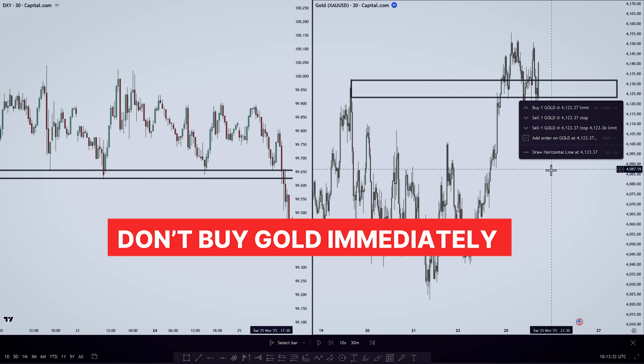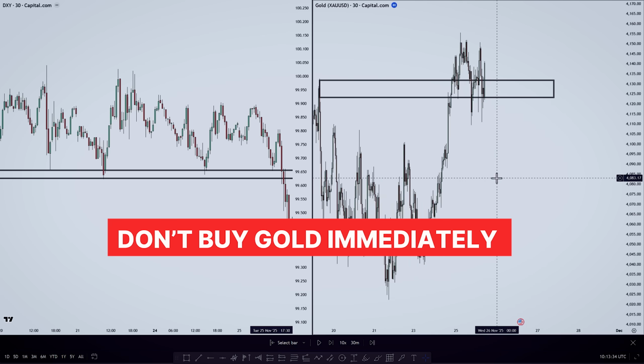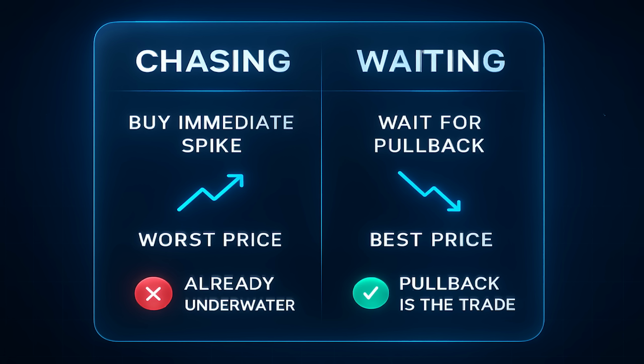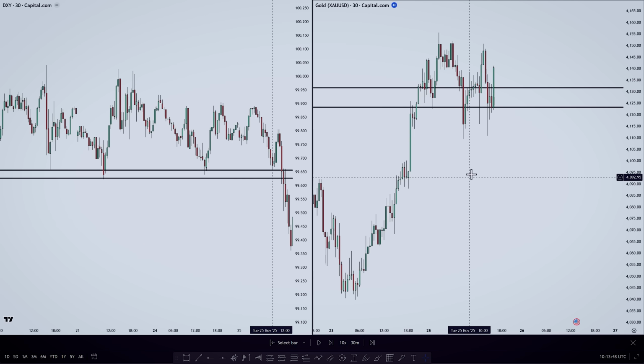I already know gold is about to break up, but I don't buy immediately. That's chasing. If you chase the initial spike, you're buying at the worst price. The pullback happens, and you're already underwater. The pullback is the trade. So I wait. Price spikes up on gold. That's the initial reaction. Then it always pulls back.